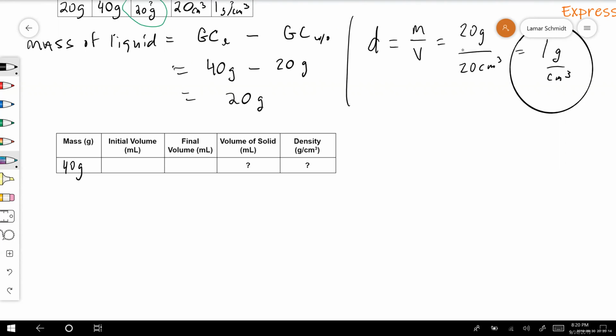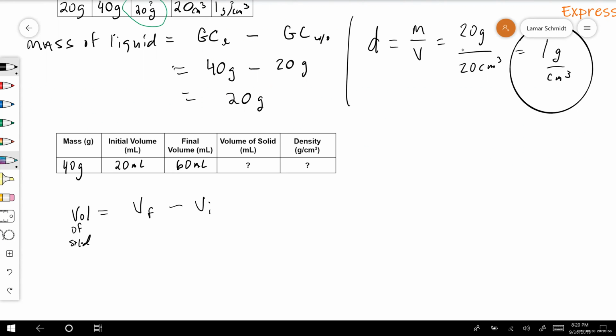And let's say our initial volume is 20 milliliters. And let's say our final volume is 60 milliliters. All right, so we need to know what the volume of the solid is. This is some type of irregular shape in the lab, it was the piece of metal. Volume of the solid is going to be equal to VF, or the final volume, minus VI, the initial volume.